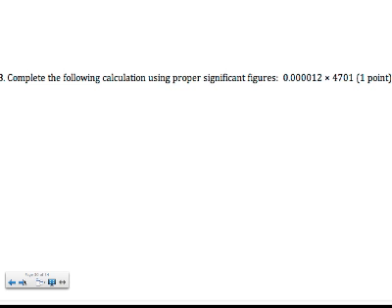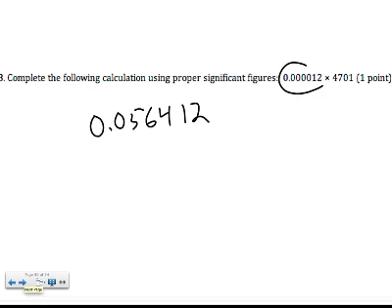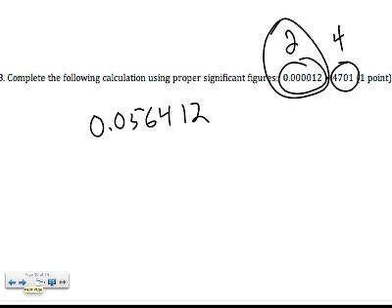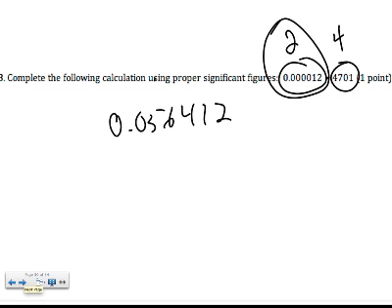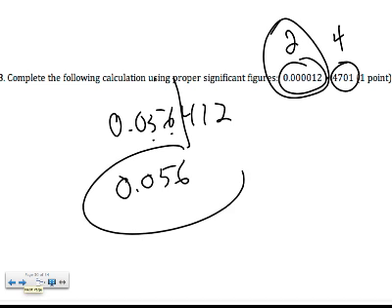Okay, oldies but goodies. Complete the following calculation. Well, if you multiply 0.00012 times 4701, you would get 0.056412. But if we look at the numbers up here, this has 2 significant figures and this has 4. Since we're multiplying, we go with the smaller number of total significant figures, which is 2. So I have to go first significant digit, second significant digit, round off at that point. You get 0.056. That is your answer.